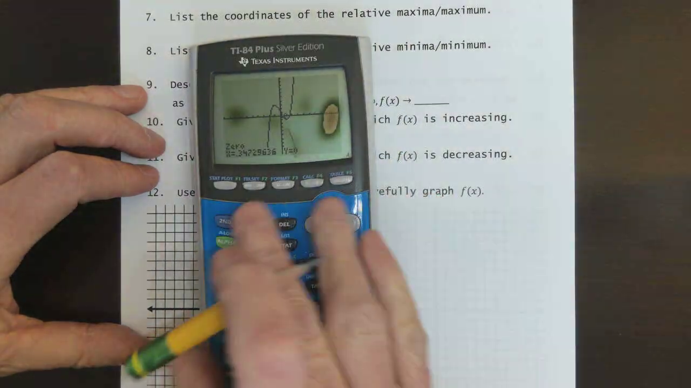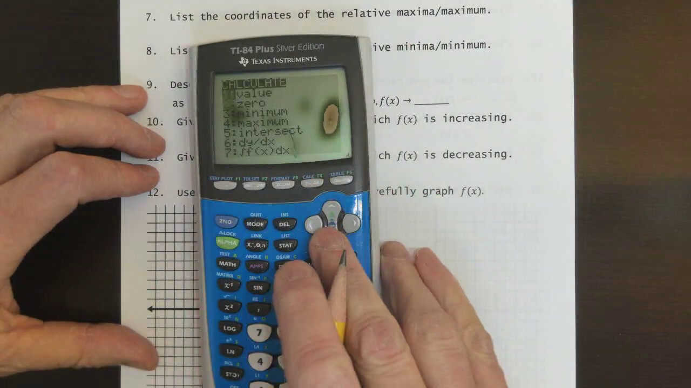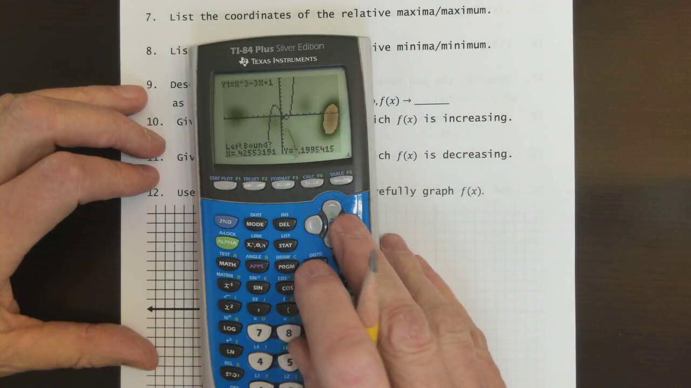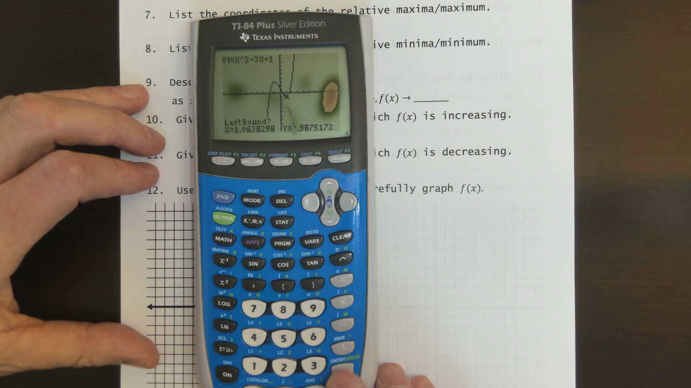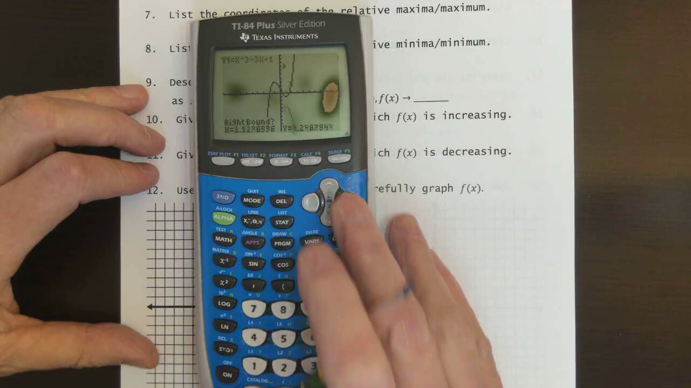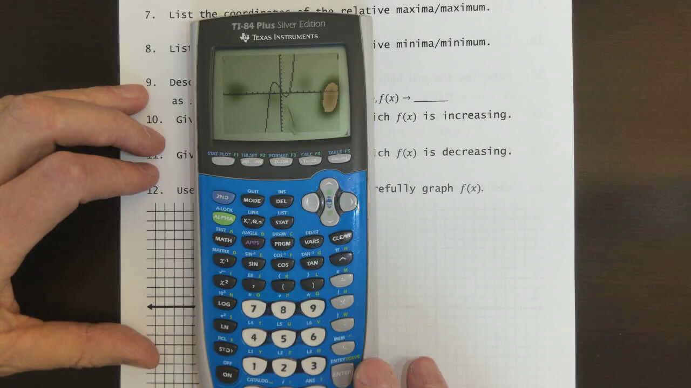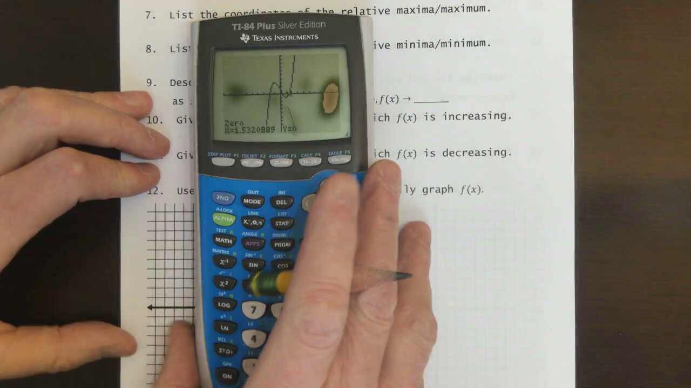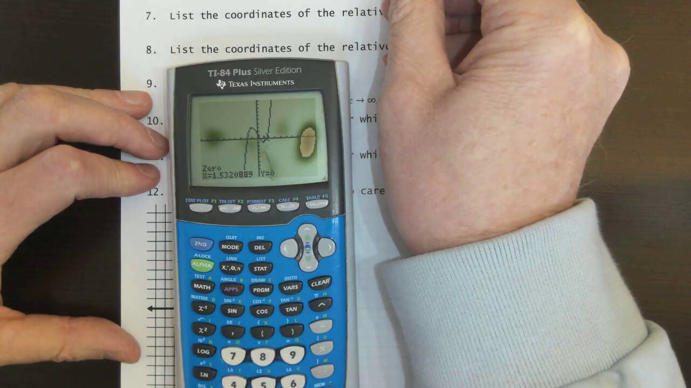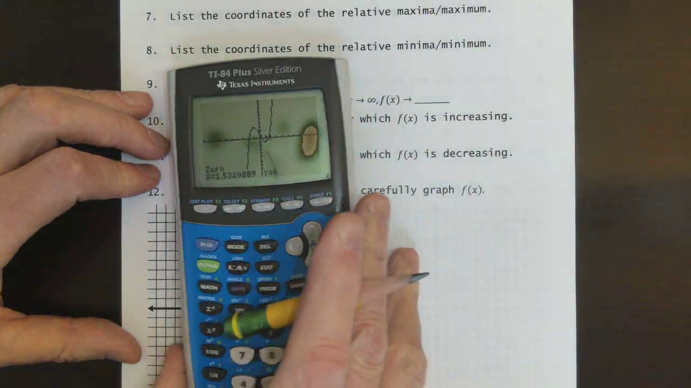And then second calc, I want to get that third zero. Left bound, enter. Right bound, enter. Enter. Go 1.53 for my 3 zeros.